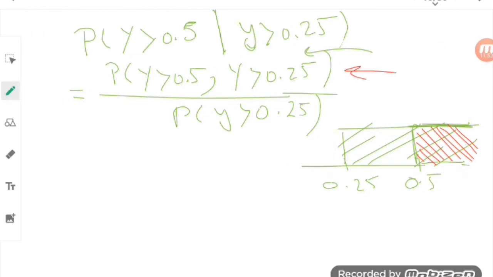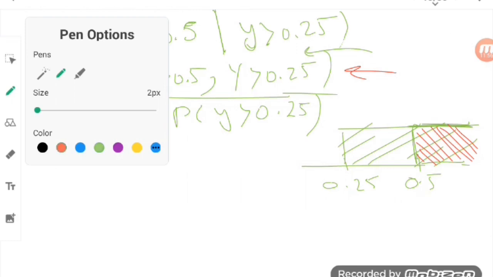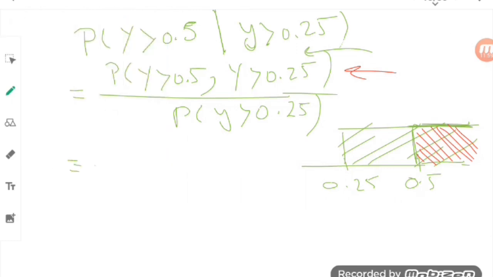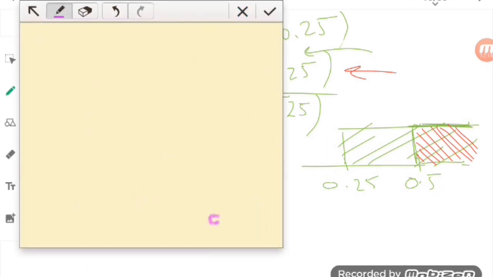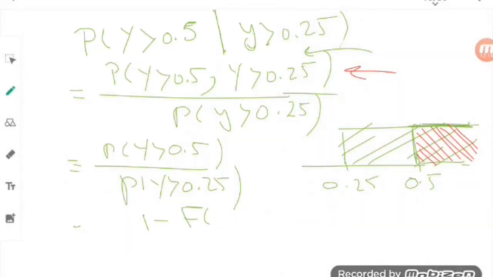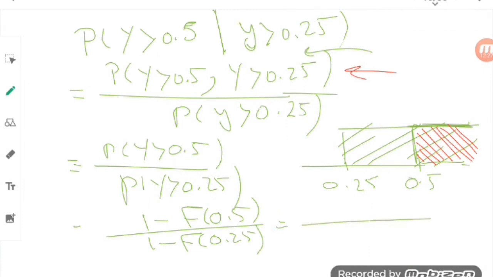implies the probability that y is greater than half divided by the probability that y is greater than 1/4. So this is 1 minus F of 0.5 divided by 1 minus F of 0.25. All we need is to substitute in the cumulative distribution function in both formulas. Don't forget we have 1 minus here.